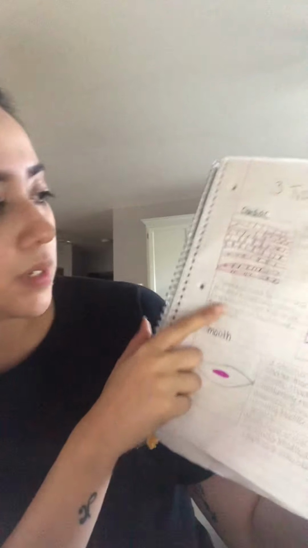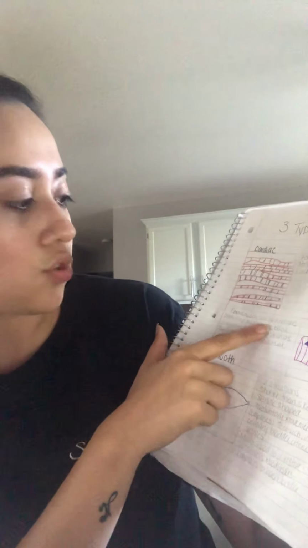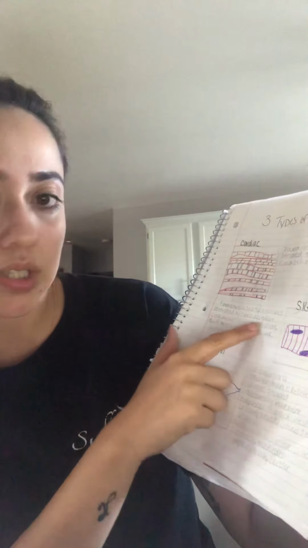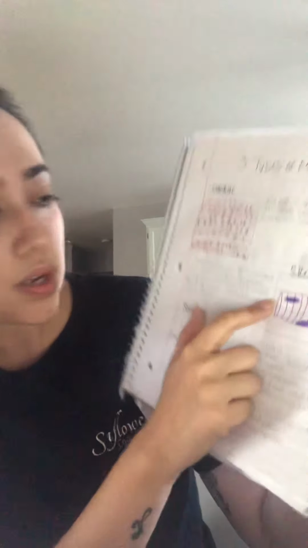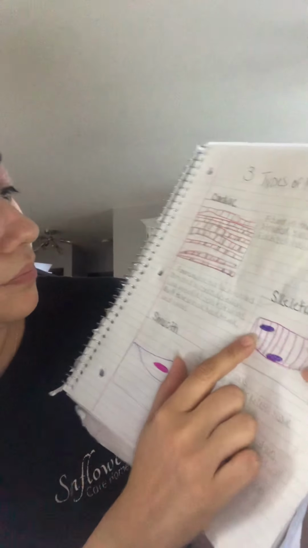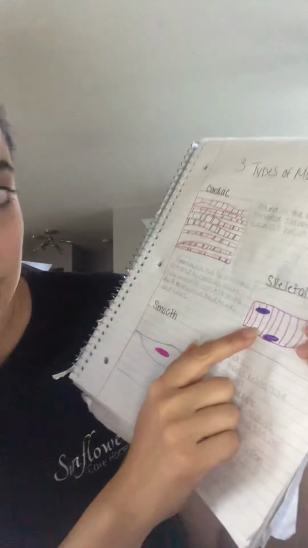Now the skeletal, it forms muscle to attach to bones, controlled by conscious effort. They're long and thread-like. They're built to help move the head, the trunk, and our limbs.